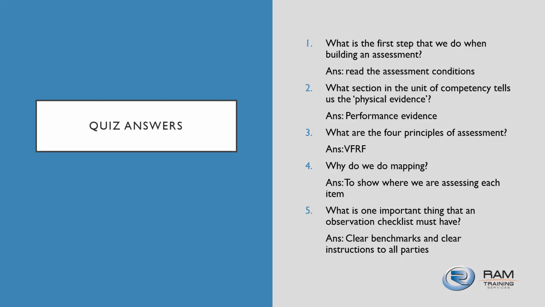Next, number 4, why do we do mapping? Well, we do mapping to show where we are assessing each item from the unit of competency there. Number 5, what is one important thing that an observation checklist must have? Clear benchmarks and clear instructions to all parties is critically important there.